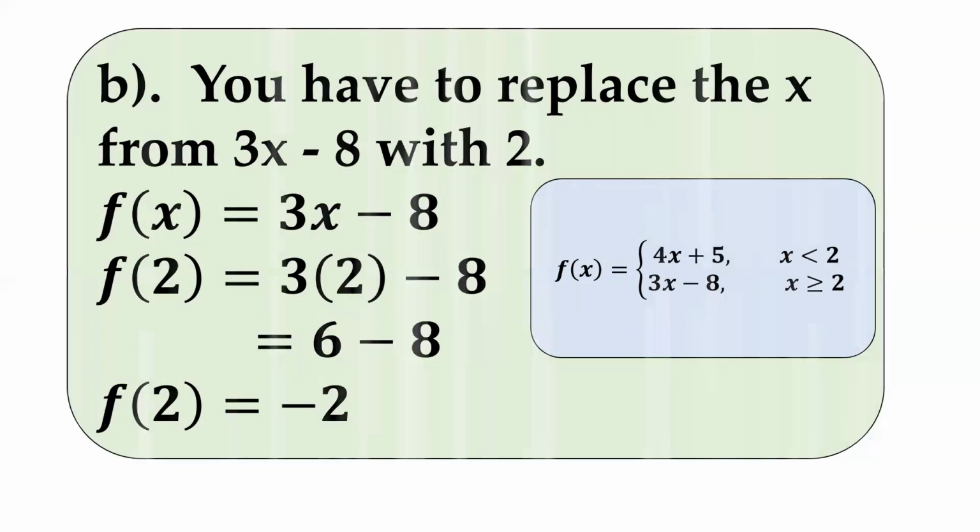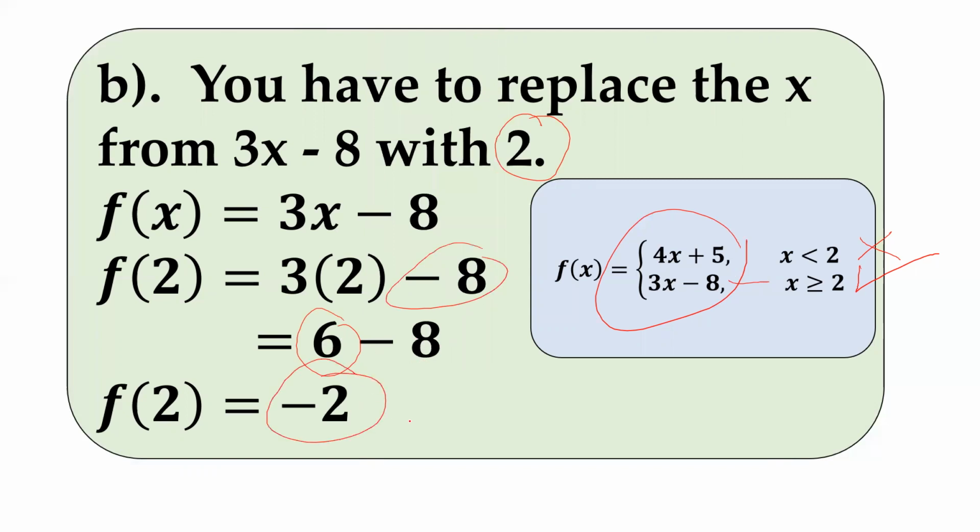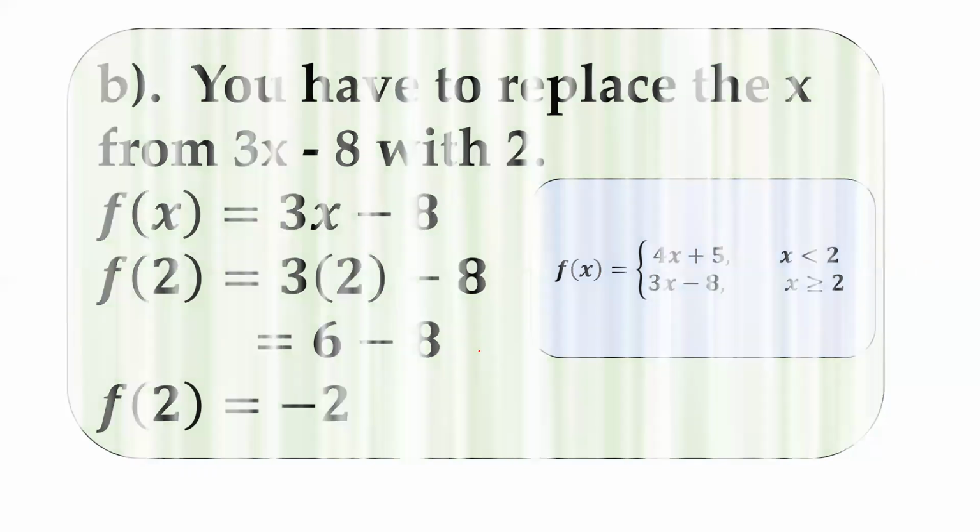So we have to simplify our answer. 6 minus 8, and that would give us negative 2. So the final answer is negative 2. That is how you're going to evaluate a piecewise function. Now let's have another example.